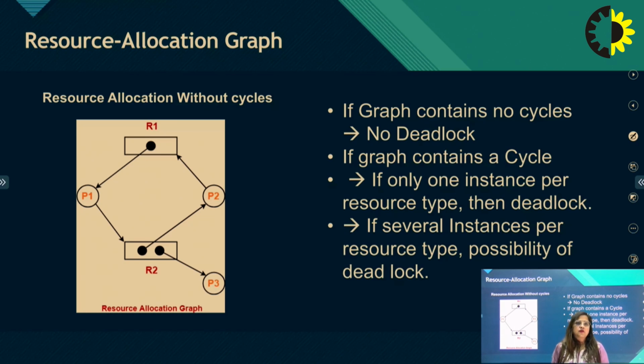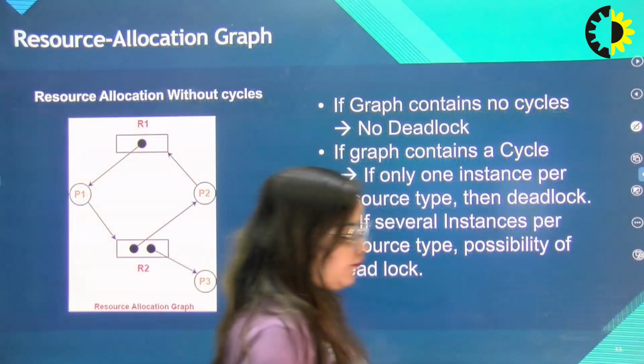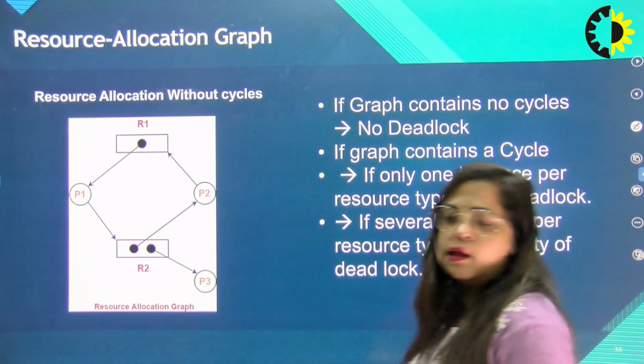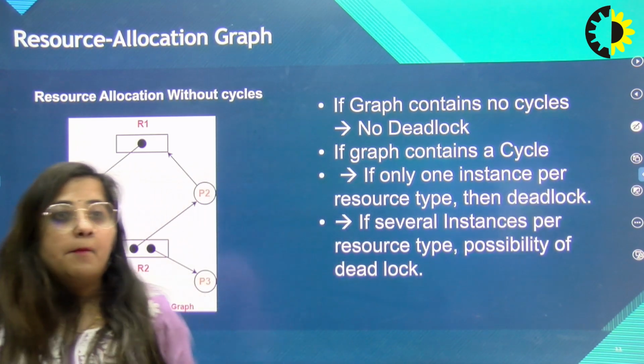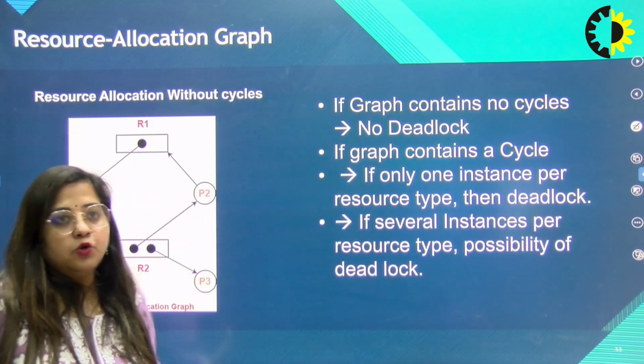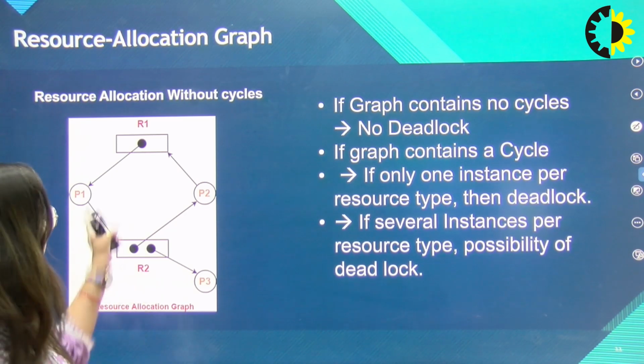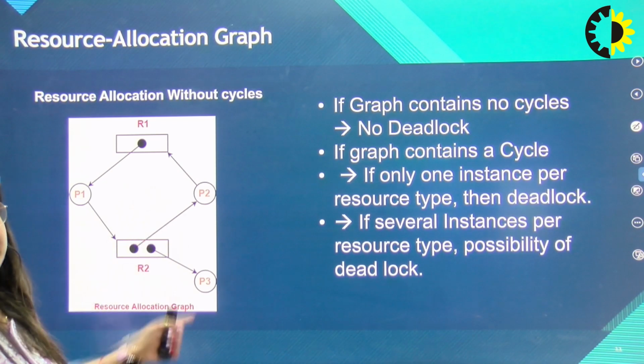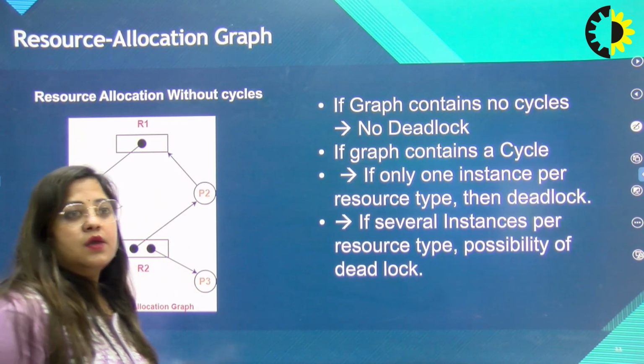Now comes the resource allocation graph. Here again we use R1. According to this, first check if the graph contains no cycle. If the graph contains no cycle, then we can say that deadlock does not occur. But if a cycle comes, it means a cycle has come, but it is not necessarily called a circular wait.